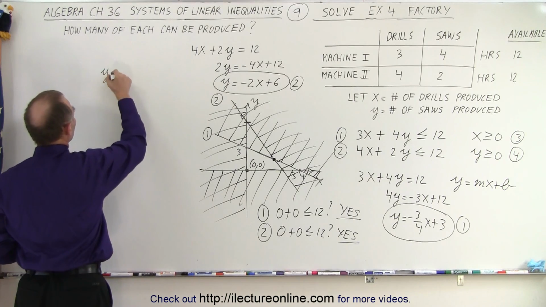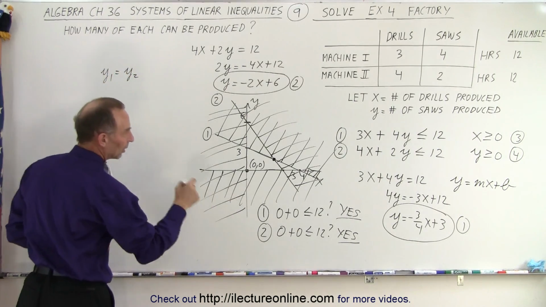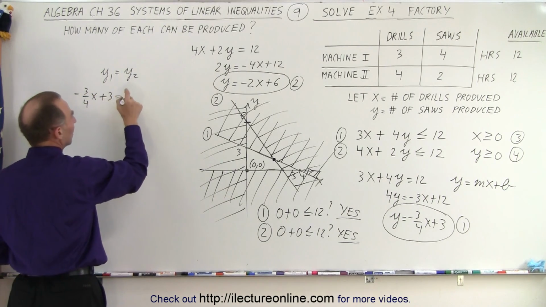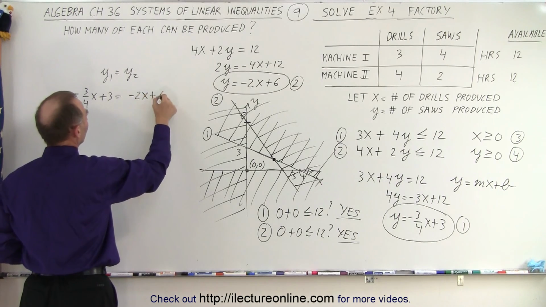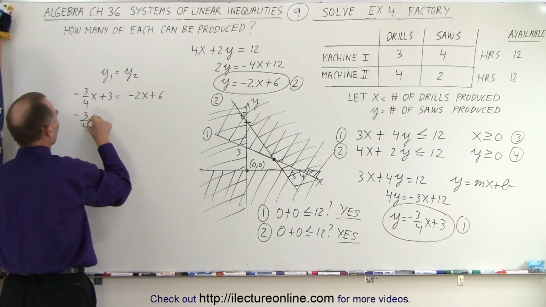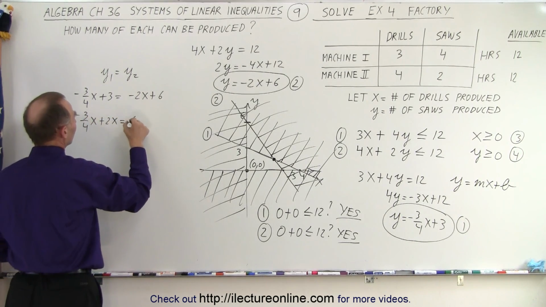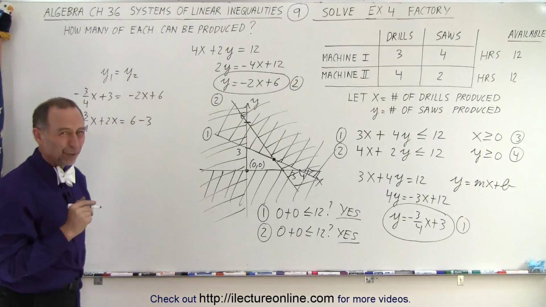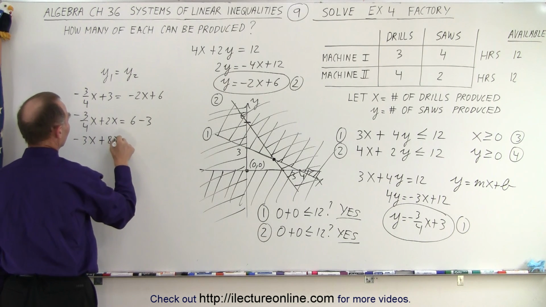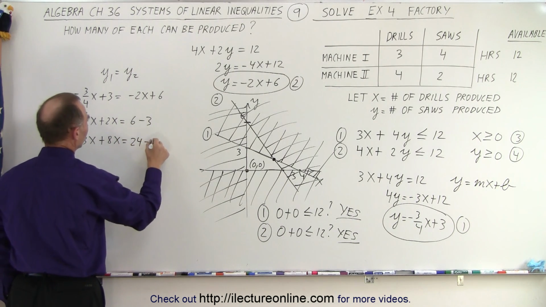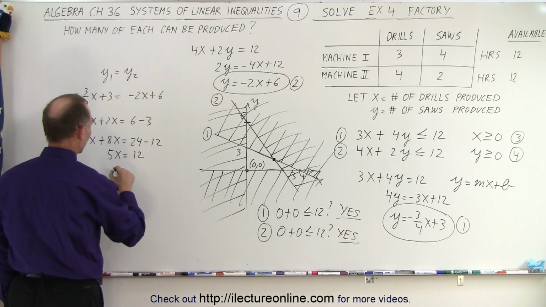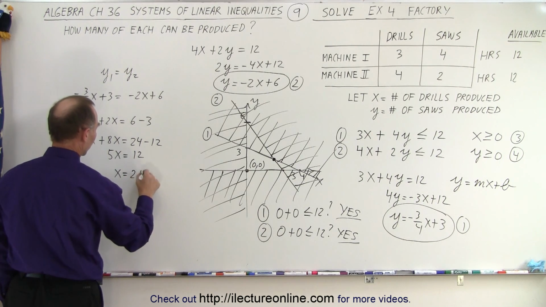So we set y1 equal to y2. y1 is minus 3/4 x plus 3. Set that equal to minus 2x plus 6. Move the 2x over here, the 3 down there. So we have minus 3/4 x plus 2x equals 6 minus 3. I'd get rid of the 4 in the denominator, multiply everything by 4. So we have minus 3x plus 8x equals 24 minus 12, or 5x is equal to 12, or x is equal to 2.4.